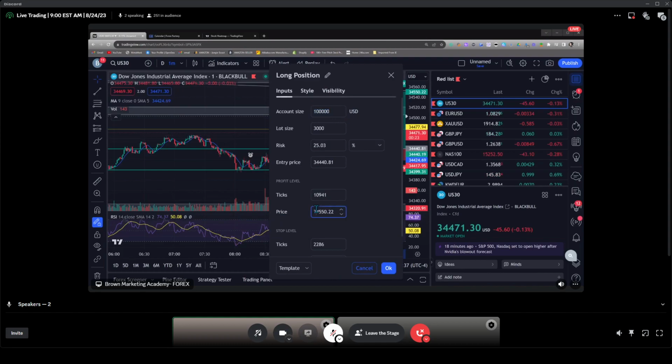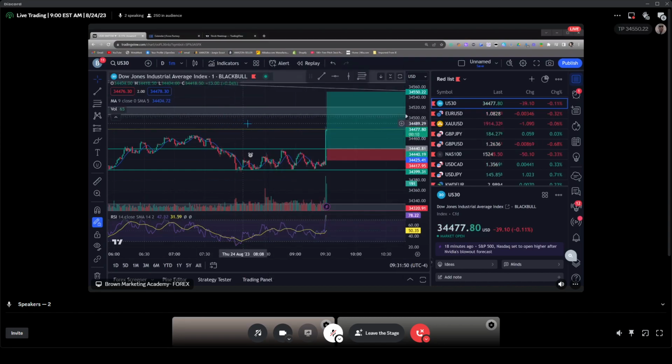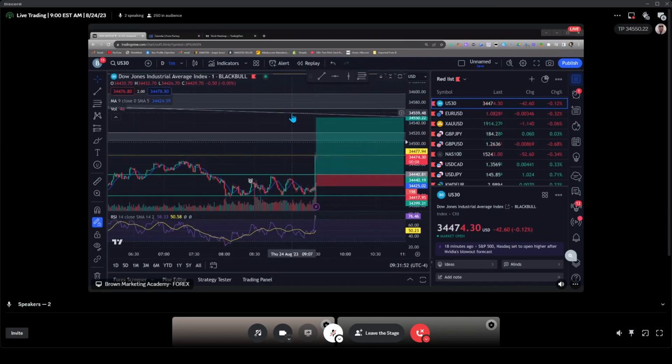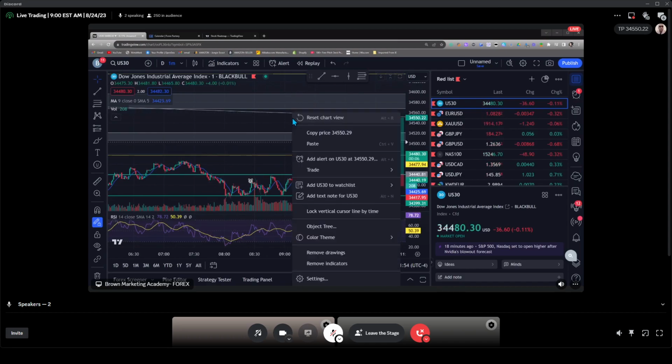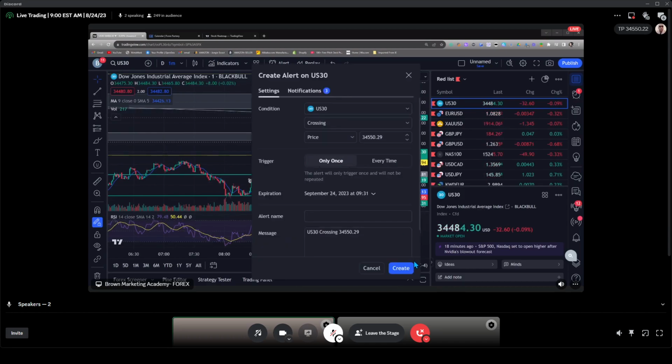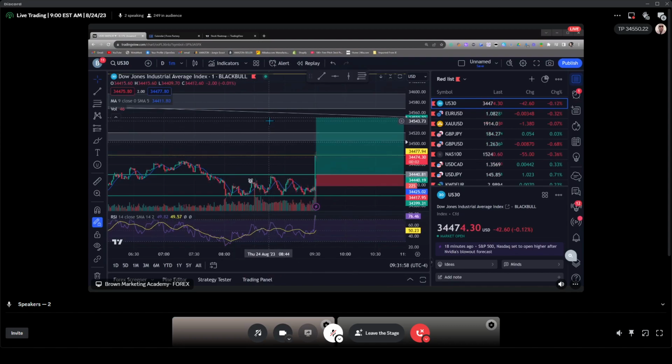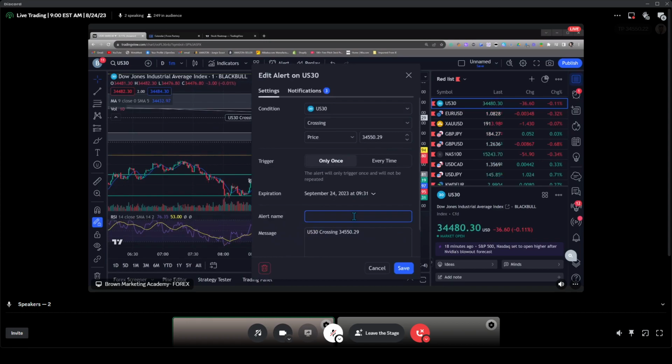Let me repaste the TP. TP is 34550. Copy. Alert, create. So let me label that TP.